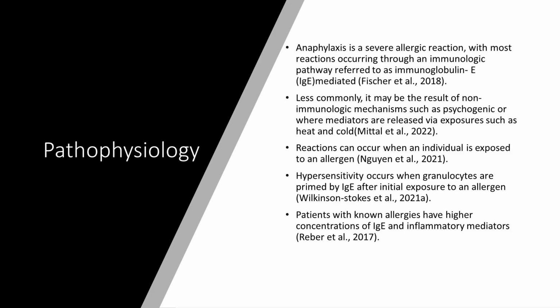Reactions can occur when an individual is exposed to an allergen, for example, some medications, foods, or toxins like a bee sting. Hypersensitivity develops and occurs when granulocytes, which are a type of white blood cell, are primed by IgE after an initial exposure to an allergen. Patients with known allergies actually have higher concentrations of IgE and inflammatory mediators.